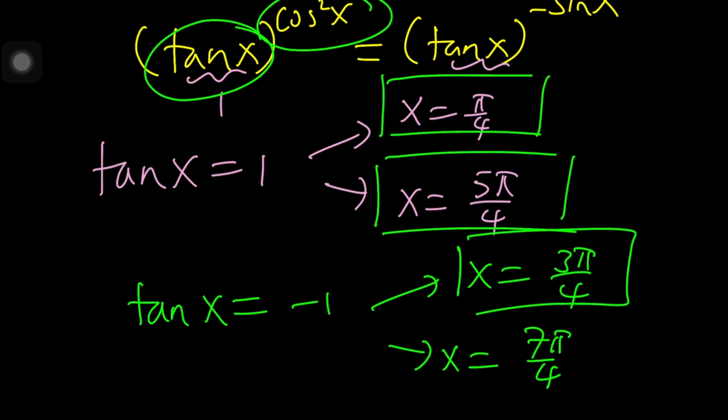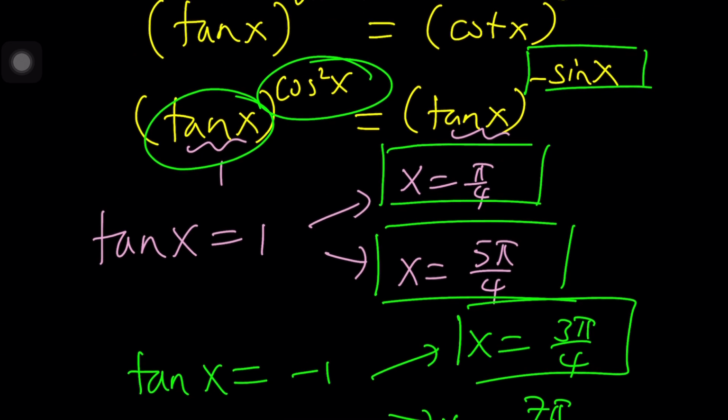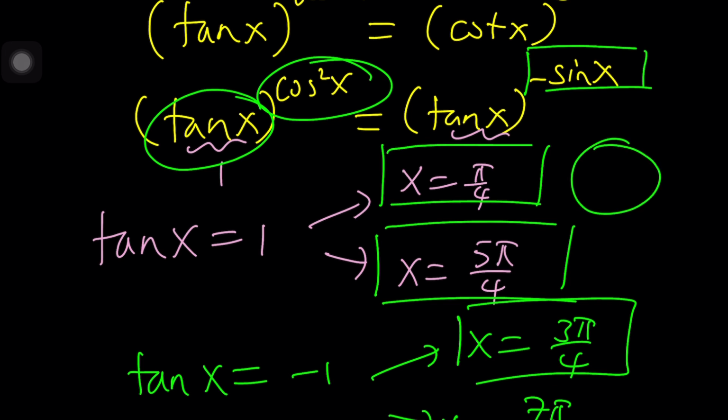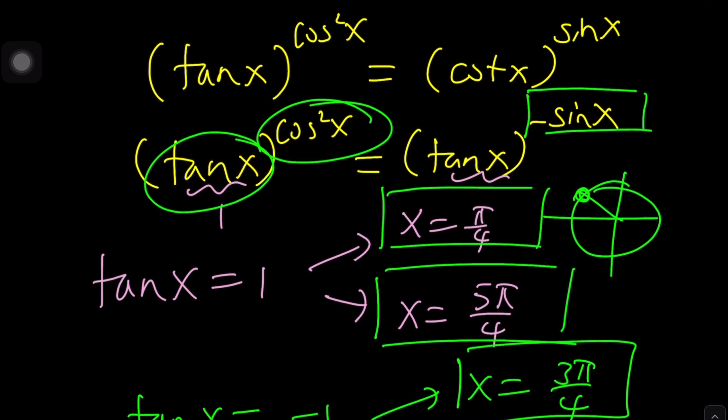And also, if x is equal to 3 pi over 4, on the right-hand side, we're going to have negative root 2 over 2. So negative 1 to the power 1/2 and negative 1 to the power root 2 over 2. And I think that's a negative. Is it a negative? Let's think about it. 3 pi over 4 will give you a negative tangent. And if you negate it, it'll be positive. So that's good. It's going to be a positive sign. But notice that these two are not equal because this one is not defined in the real world, and this one is not defined in the real world either. But in the complex world, they might have a meaning. Okay? So we're just going to stick with the real solutions for now.